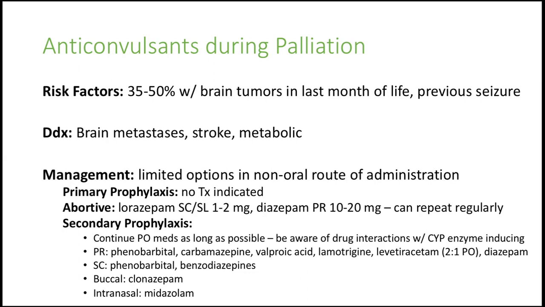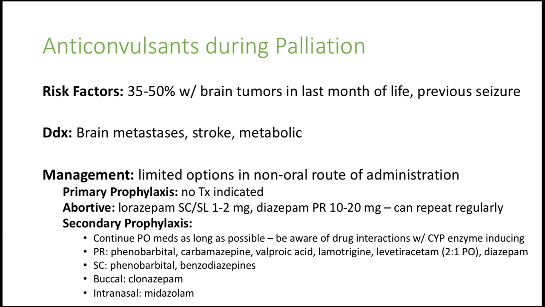Next, anticonvulsants during palliation. So this is a common issue mainly because of brain metastases. So patients who have brain tumors will commonly have seizures in the last month of life, 30 to 50% of them. And then also previous seizures means that they're showing the propensity to have another seizure in the future. Don't forget about other potential causes like a bleed or stroke that a patient may have, or metabolic derangements that may or may not be easily reversible and can help control of seizures.